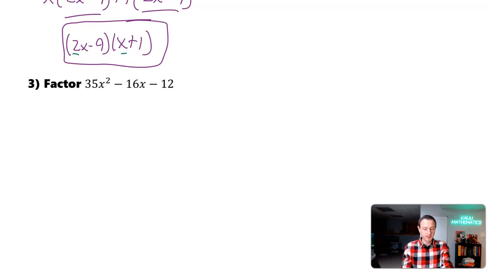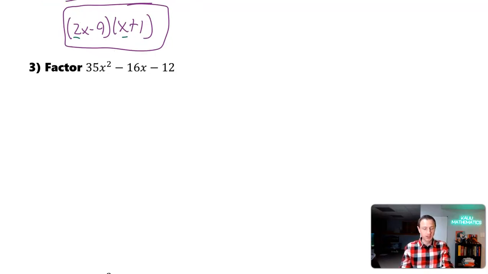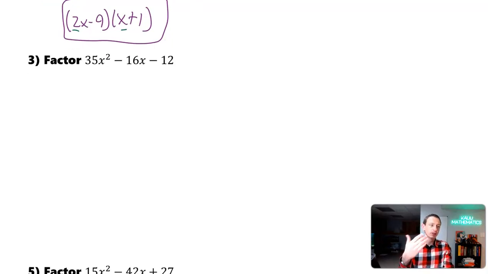So 35, 16, and 12, still nothing to factor out, but just getting in that mindset of look for something, because that looks kind of ridiculous. 35 and 16 and 12, like, oh, this is going to be a mess using AC method. So using AC method, I want two numbers that multiply. So I've got to do 35 times negative 12. So I want two numbers that multiply to negative 420 and add up to negative 16.